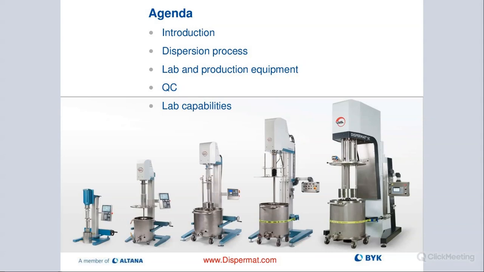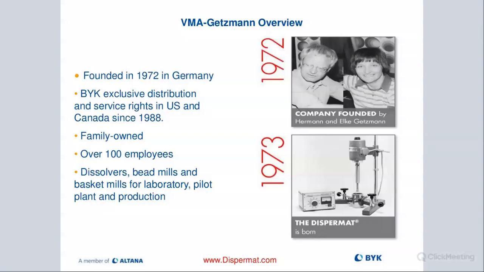We'll talk about the modularity of these machines, which is very unique to the VMA-Getzmann or Dispermat brand, meaning that you can turn a standard disperser into a basket mill, a vacuum system, or rotor stator system for different applications. You're not stuck with just having one piece of equipment.